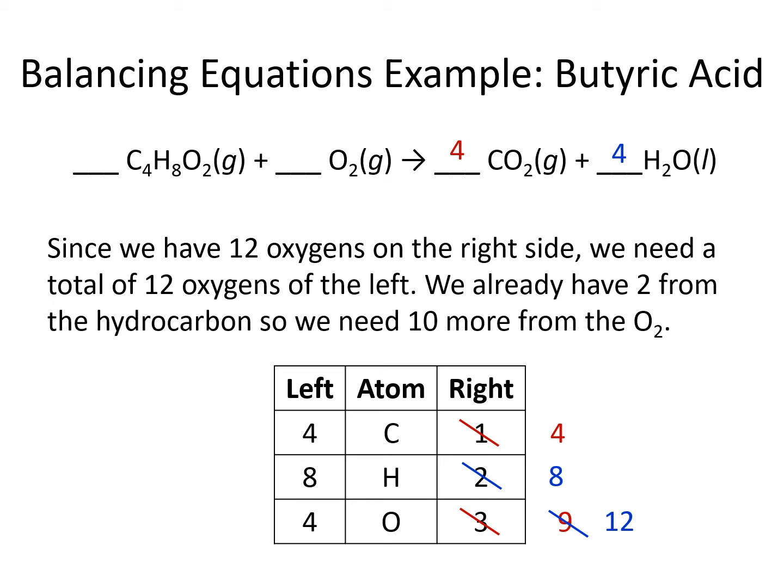To give us a total of 10 oxygens from the O2 molecule, we're going to put a 5 as its coefficient. Now we have 2 times 5 is 10, plus the 2 from the hydrocarbon makes 12, and that matches up with the 12 oxygens we have on the right-hand side. This is our balanced equation for the combustion of butyric acid. 1 butyric acid plus 5 oxygen makes 4 carbon dioxide and 4 water.